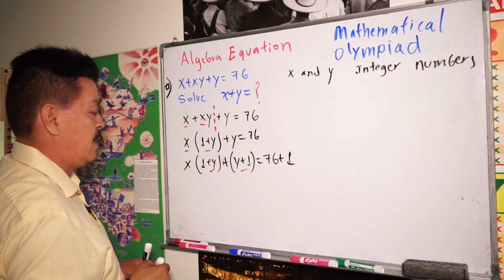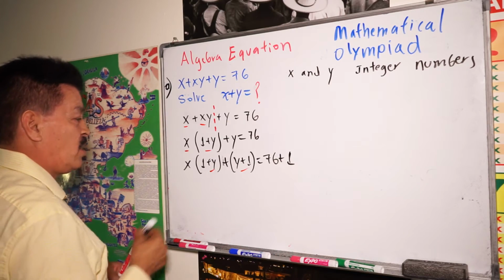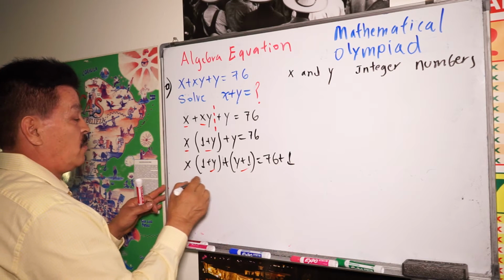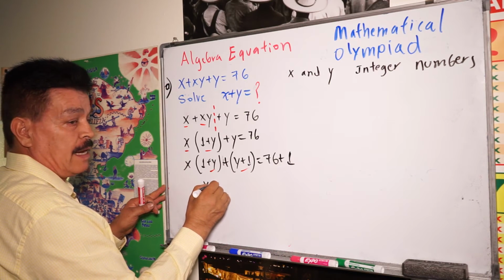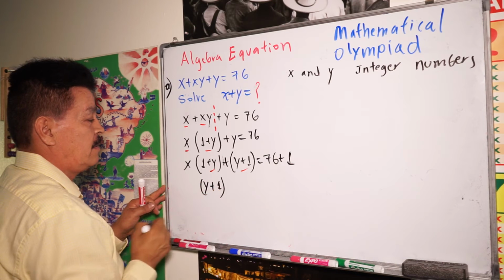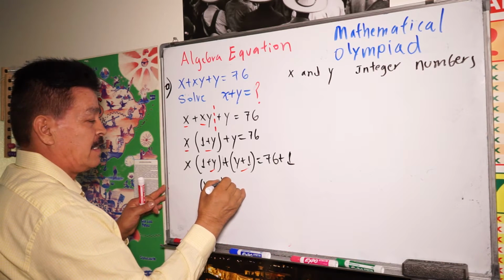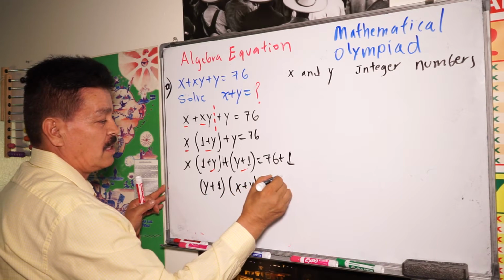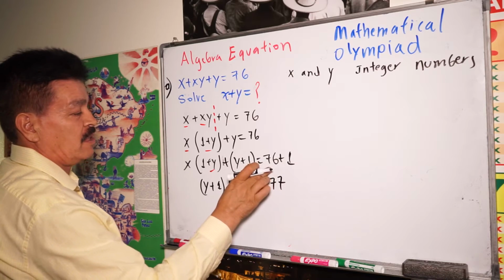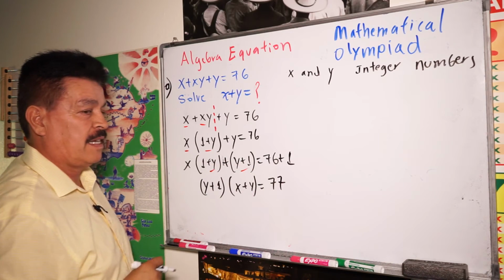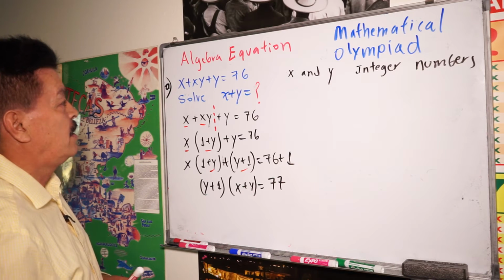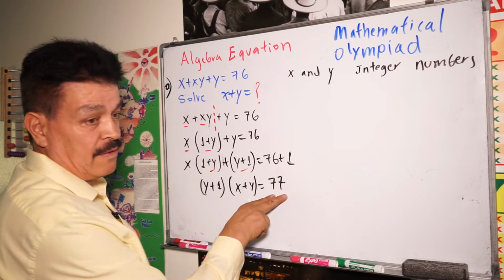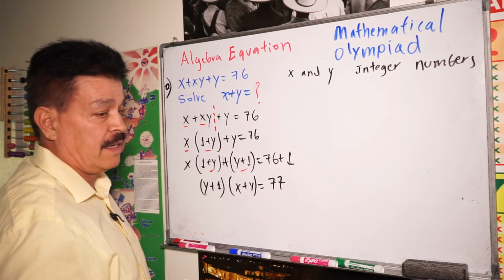In this case, let's simplify. You simplify, make the process. You're going to get y plus 1 here, and then times x plus y equals 77. Yeah, 77, because 76 plus 1 is 77. All right, we have these numbers. We have to find the factors of 77.